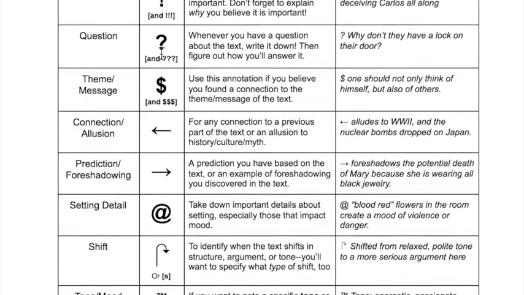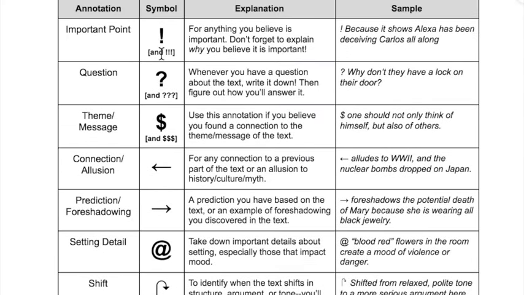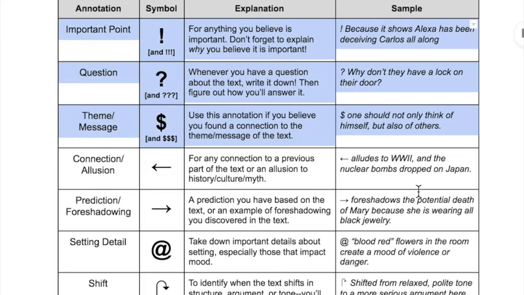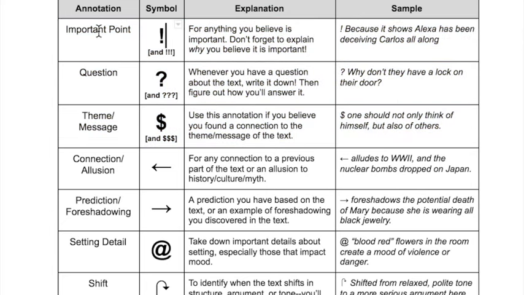You can use whatever works for you. This is just the system that I suggest that I think covers a lot of bases and has been helpful for students in the past. So let's talk about the big three right off the bat, because these are the more obvious ones. Exclamation point for importance, question mark for any questions you have, and then theme or message.